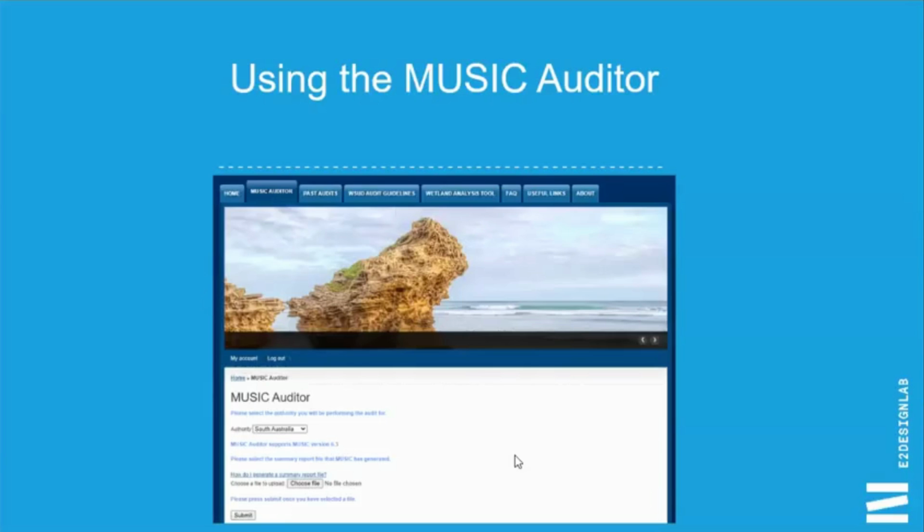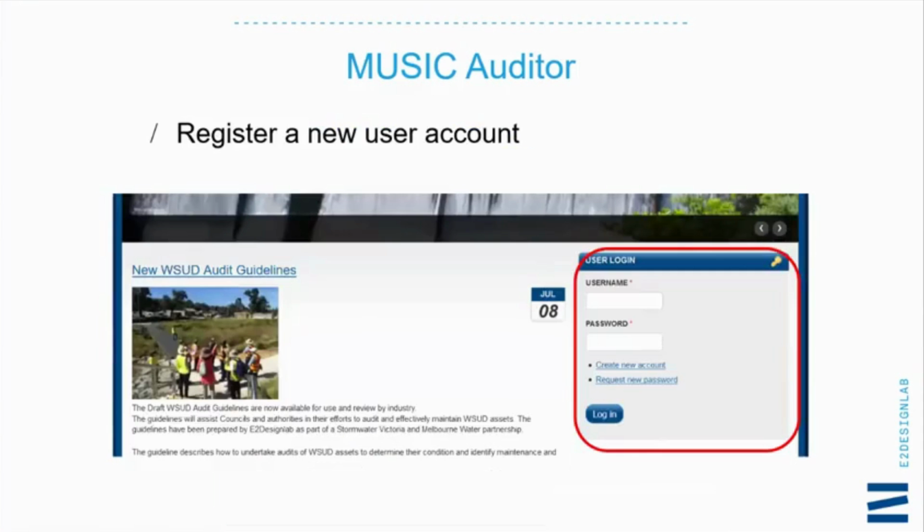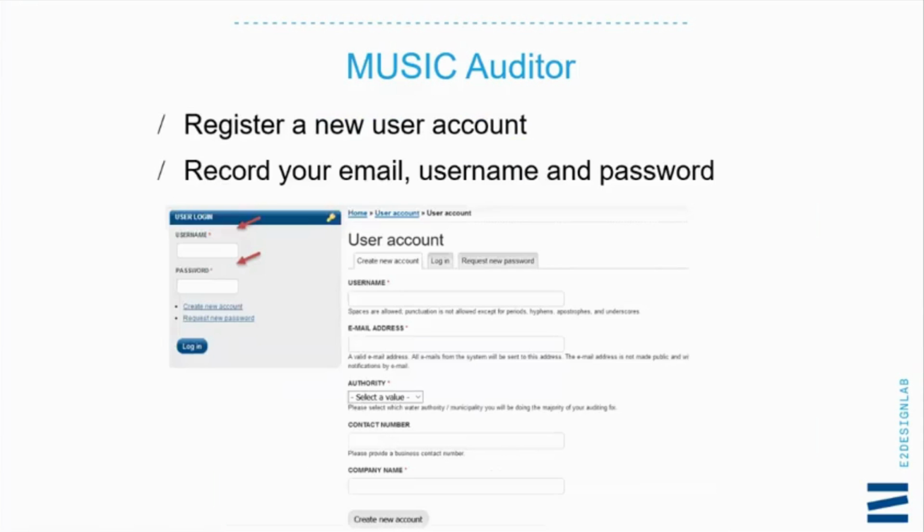Music Auditor is a website. You can access the Music Auditor at www.musicauditor.com.au. And then what you will need to do if you're a first-time user is you'll need to create a new account and register. You'll then be sent an email. You accept that link and set your password, and then you'll be able to log into the site. For those of you that are already using it, you'll be able to just log in directly.